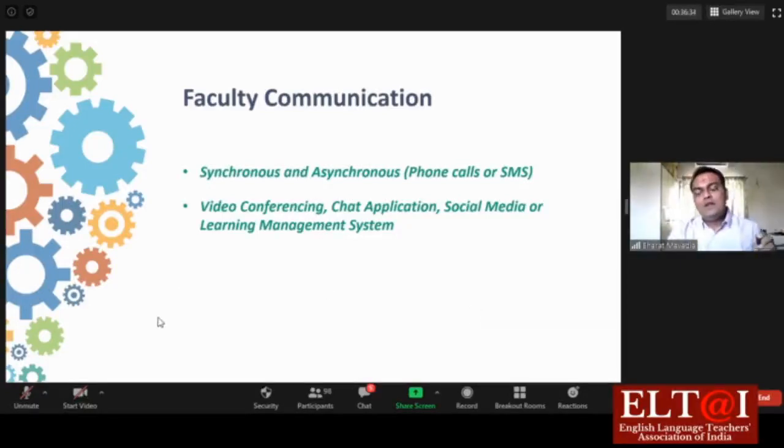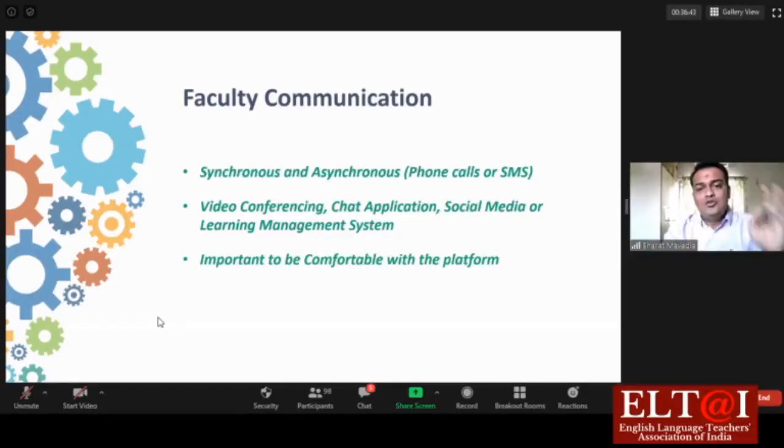But whichever you pick up, Google Classroom, Canvas, Blackboard, whichever learning management system you pick up, it is very important that you are comfortable with the platform. Why? Because, as always, I guess everyone realizes it is extremely important to have a plan B ready when you're dealing with technology. Technology can stab you and can backstab you at any time. It's better to have a plan B ready always.